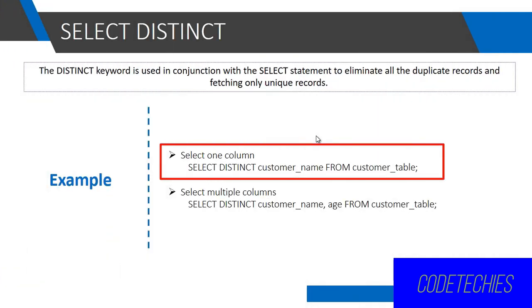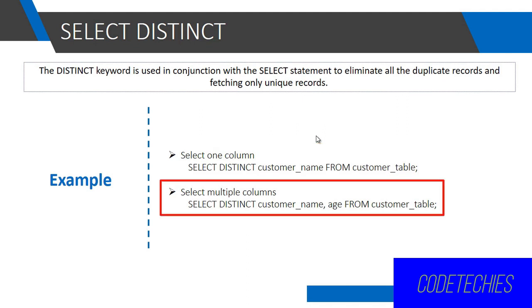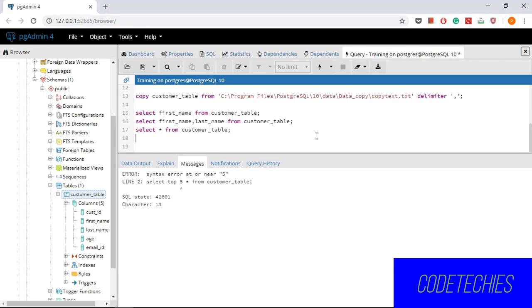To retrieve only a single column with customer's first name, we will write select distinct customer first name from the customer table. To get multiple columns, we will write first name and age and get it from the customer table. Let us go and write this in the PG admin window.